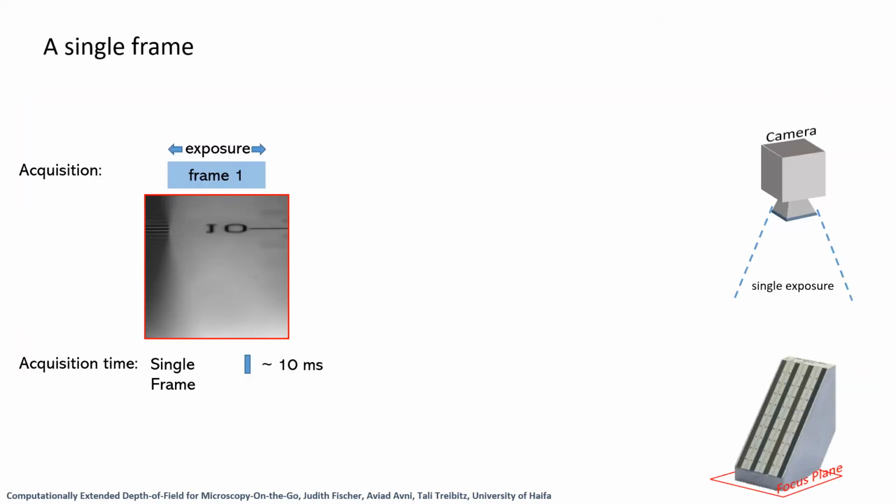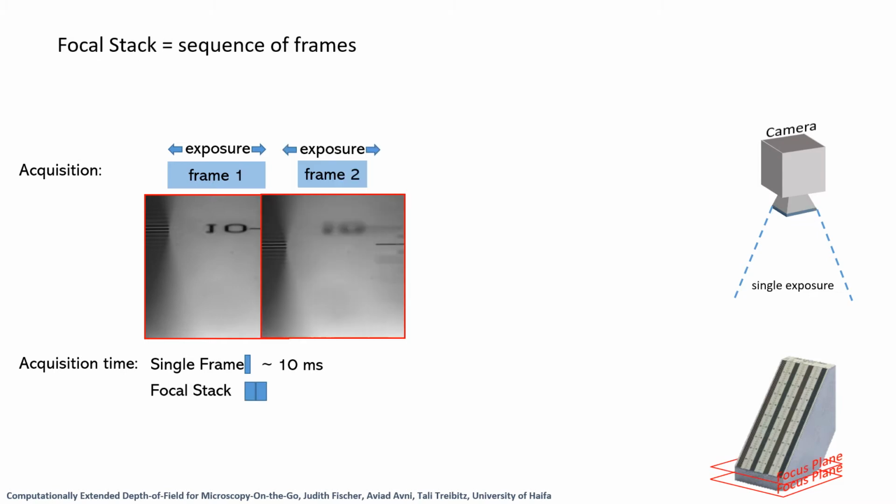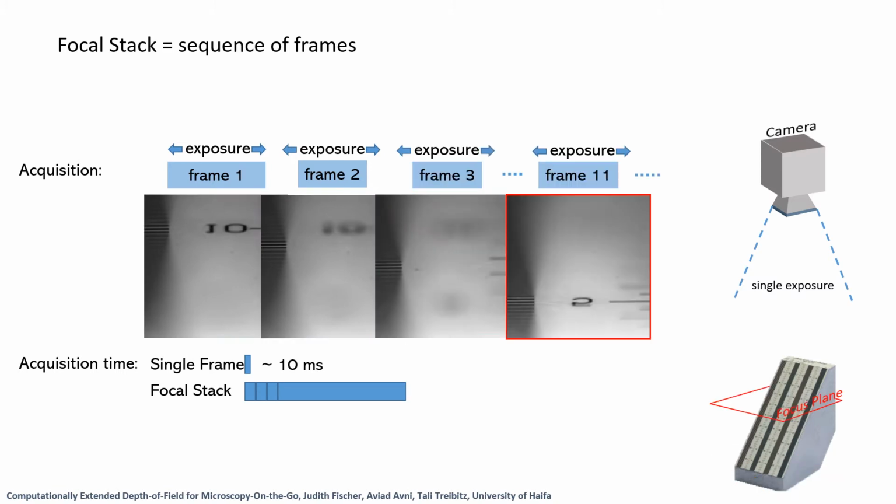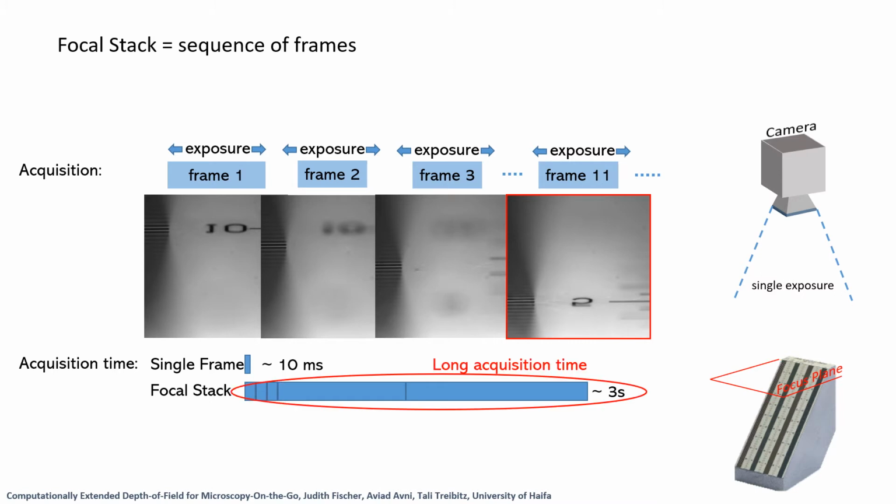But what is a one-shot image? Let's start with a single plane, which is here the plane marked in our depth of field target on the right. A common method used to increase the depth of field is focal stacking. A focal stack is a sequence of images that is taken while moving the focus along the object, such that for each focal plane an image is taken. This results in a long acquisition time.